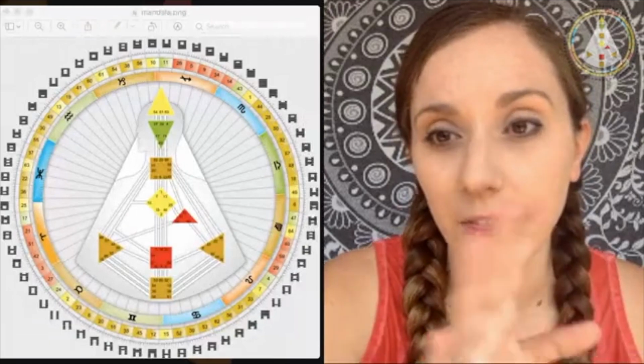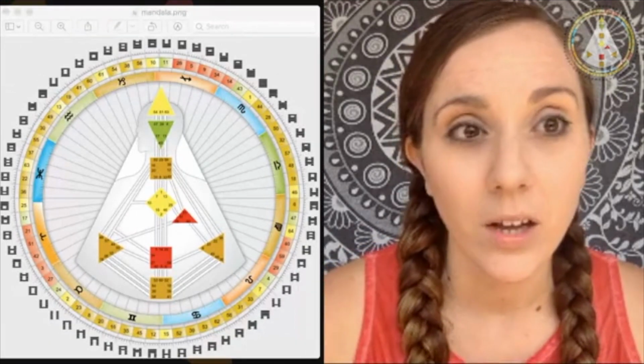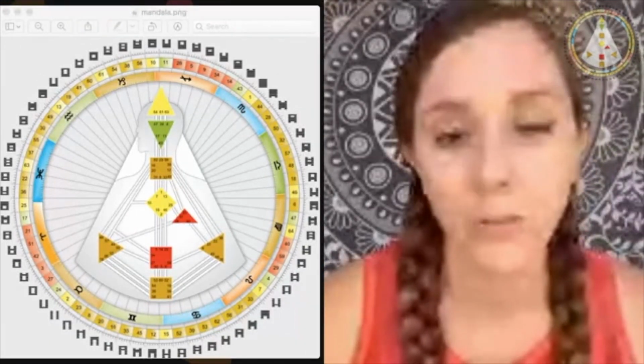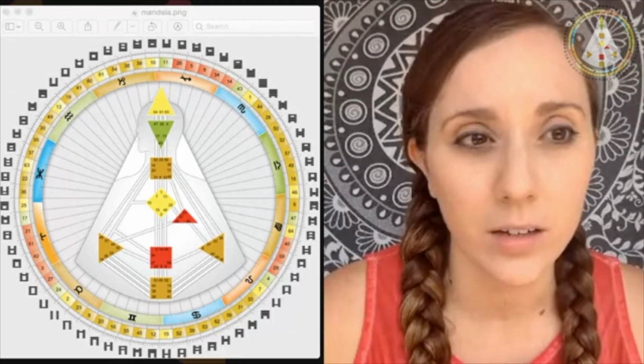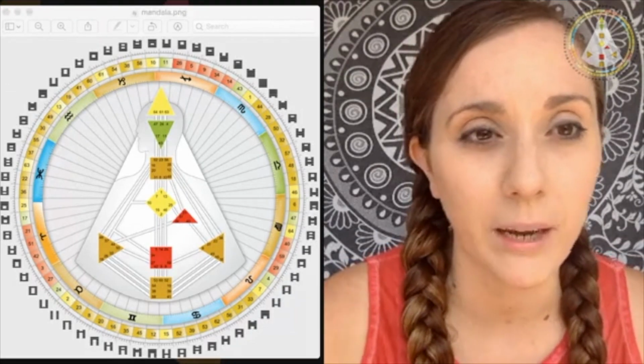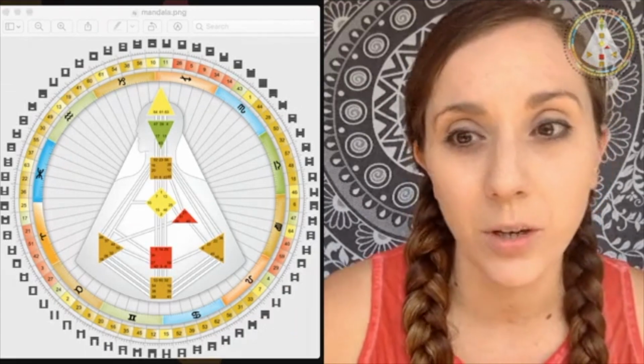And if you don't know what the Rave Mandala is, let me show it to you for a quick sec. This is the Rave Mandala. We're going to be talking about what it is, where it came from, and the different components on it.